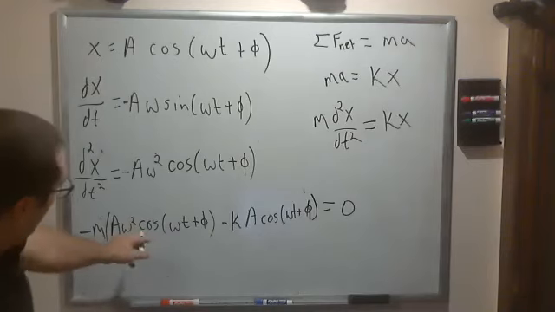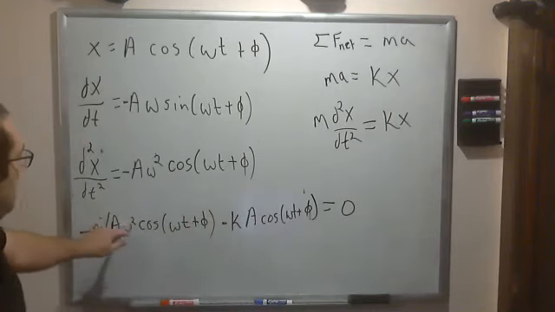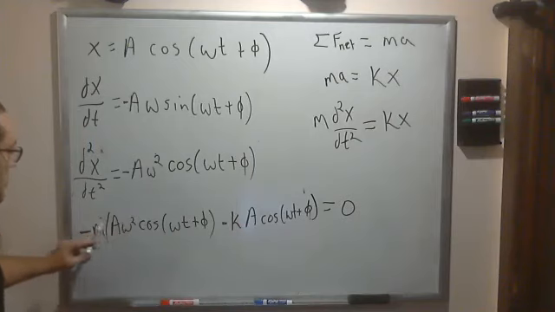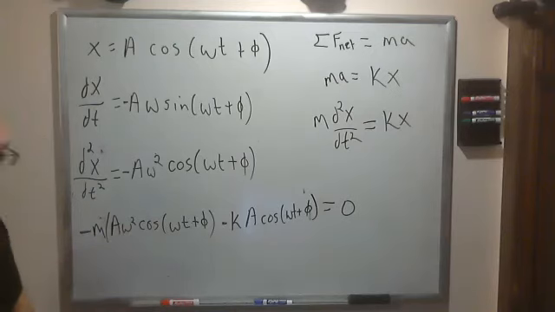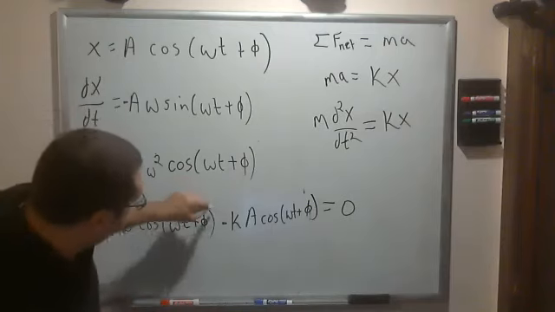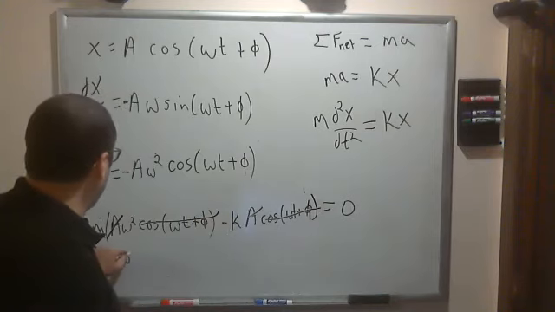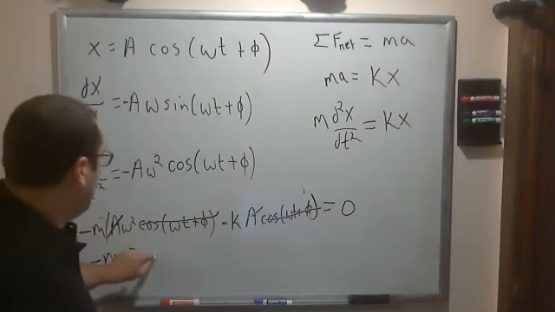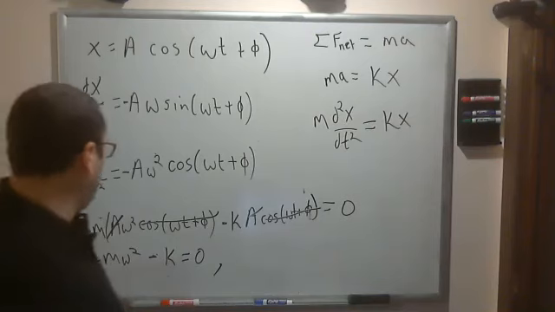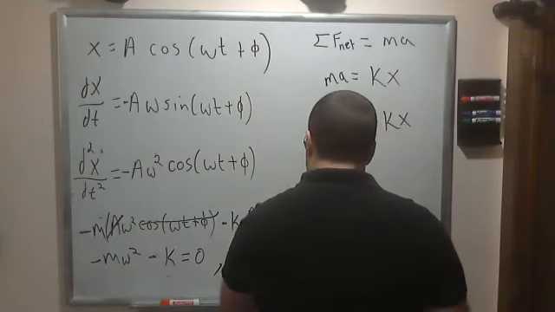Well, it can. If you look, the function of t is the same, it's just cosine. But we have this extra term over here, omega. So what we do is we set omega equal to a function of m and k to satisfy this. Everything's multiplied by A and cosine, so they cancel out. It's just two terms. So we end up getting negative m omega squared minus k is equal to zero. So we solve for omega, and we find that omega is equal to the square root of k over m.